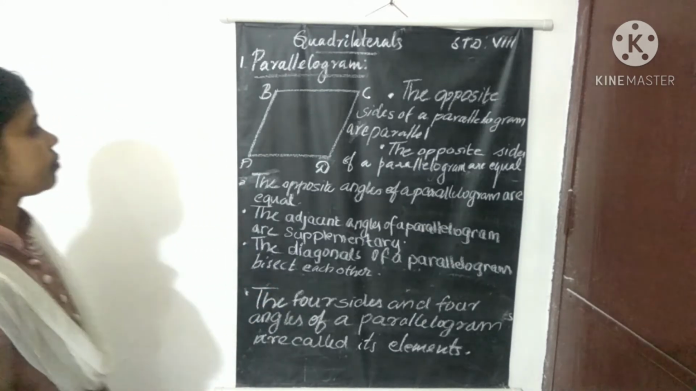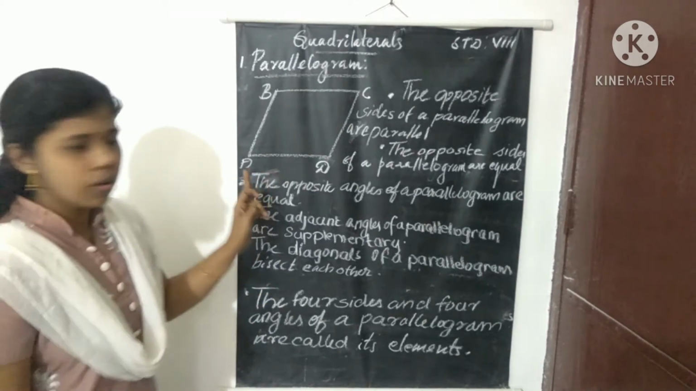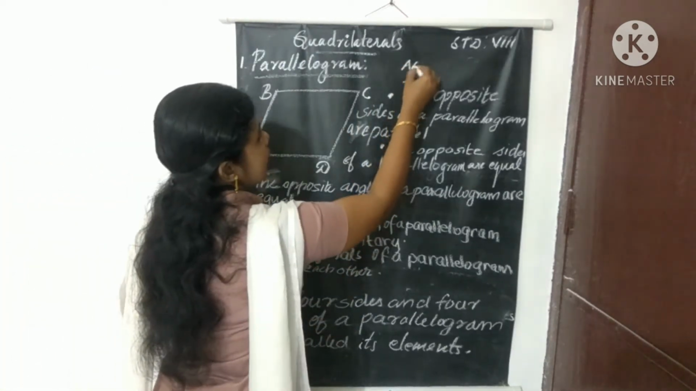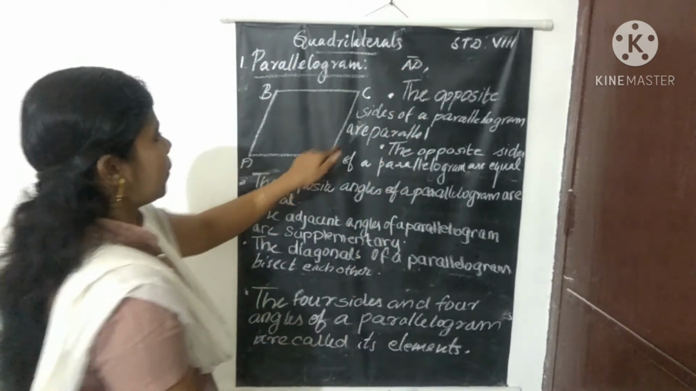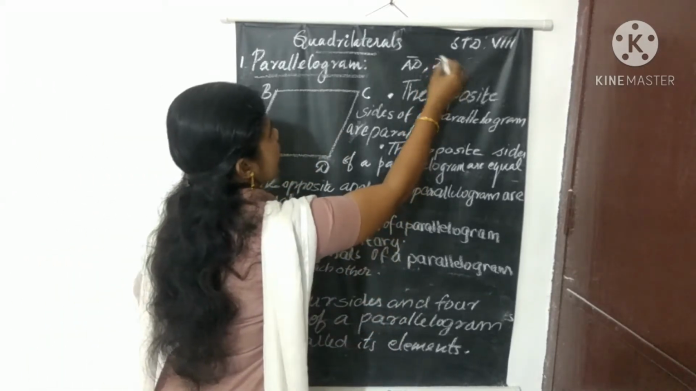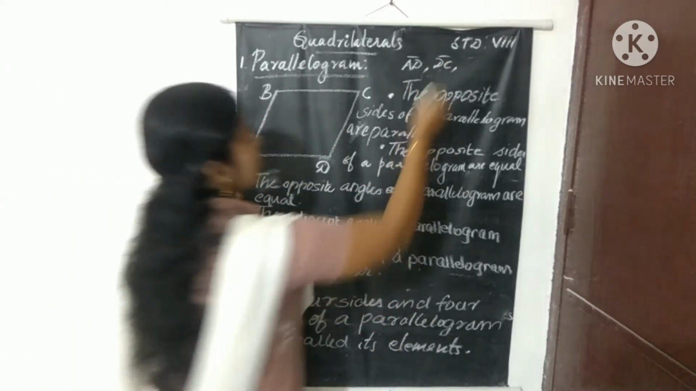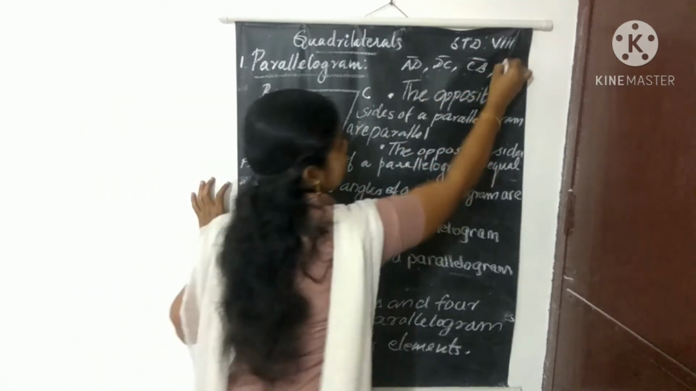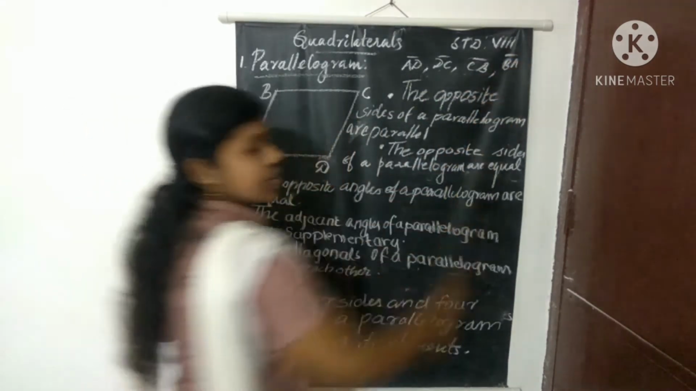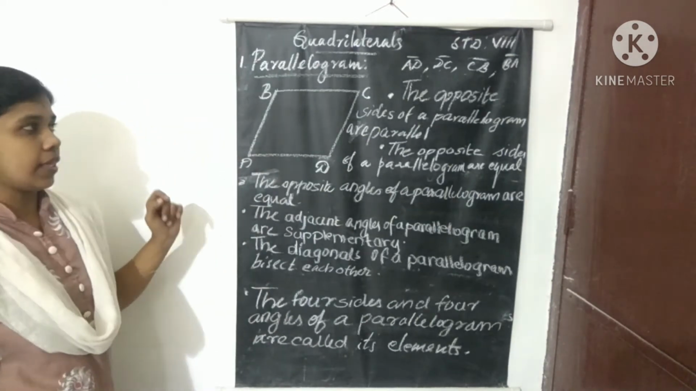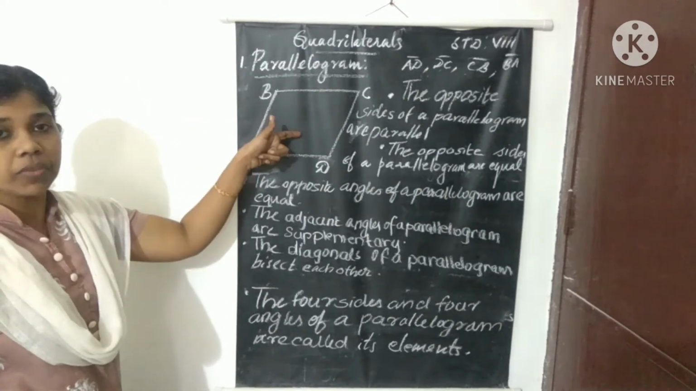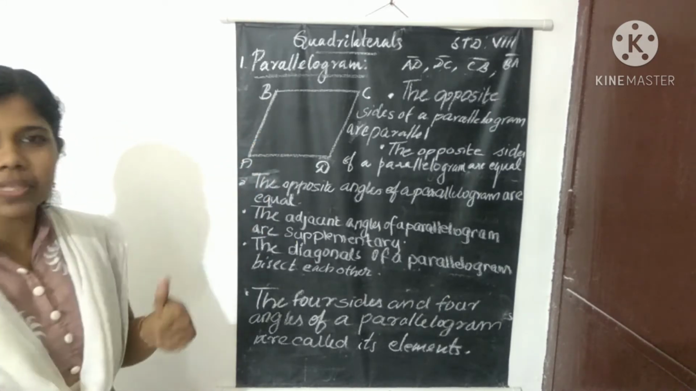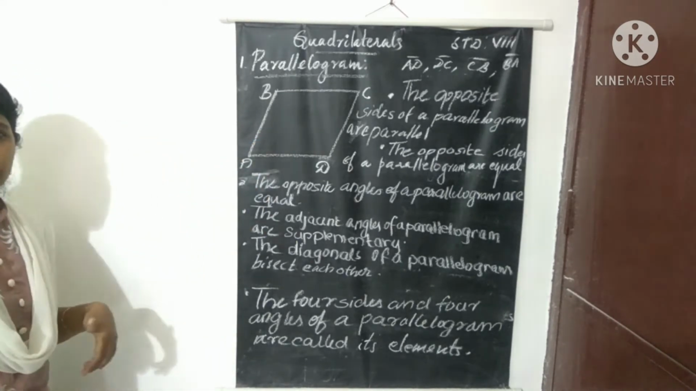How many sides are there? Four sides. What are the sides? Side AD, then DC, then CB, then BA. These are the sides of the quadrilateral. Which type of quadrilateral is this? Parallelogram. Then what are the properties of a parallelogram?